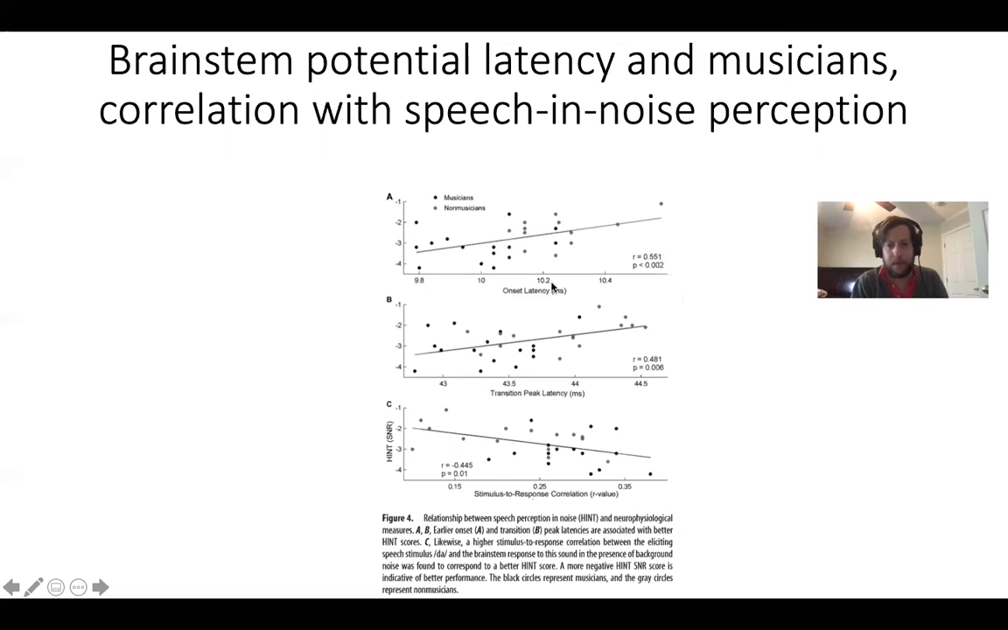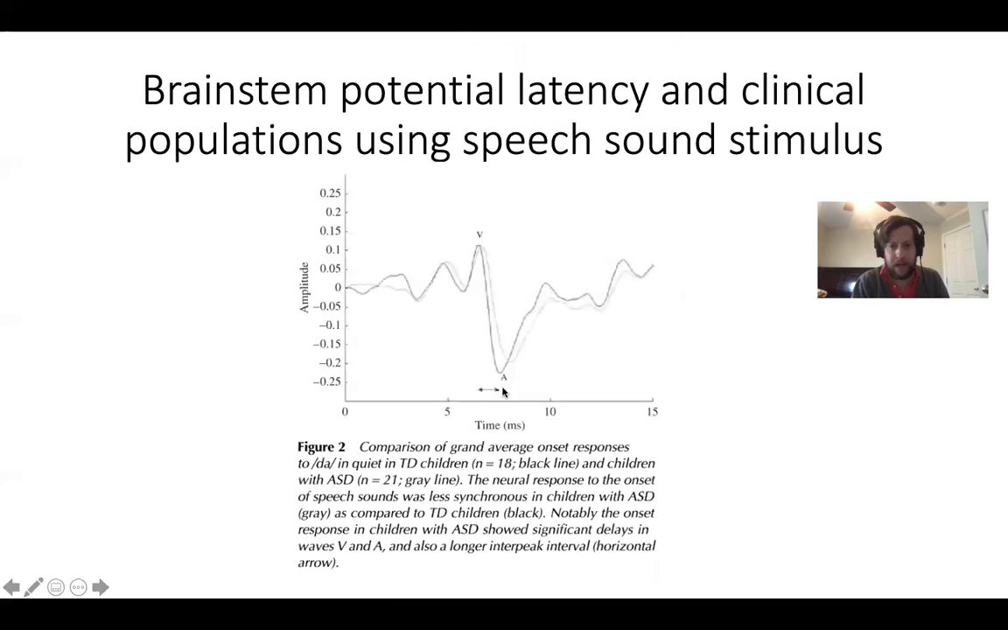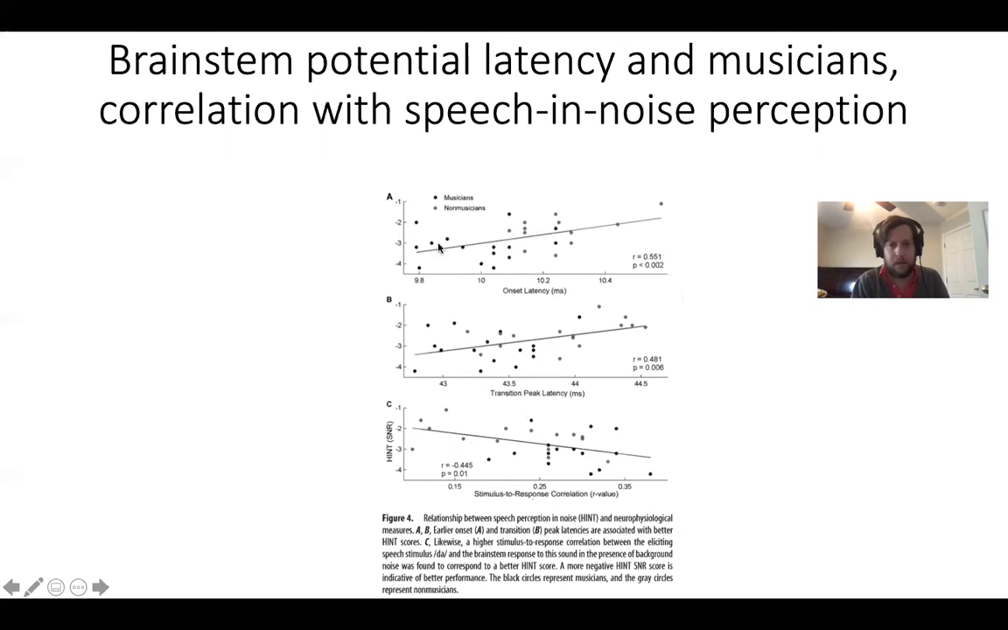Here, the onset latency is that V wave that I just showed you, and then the transition peak is that A wave right there. They looked at correlations between those latencies and performance on speech and noise tasks. They find that the longer the peak, the worse your performance, because these are signal to noise ratios, which are like a negatively scored dependent variable.